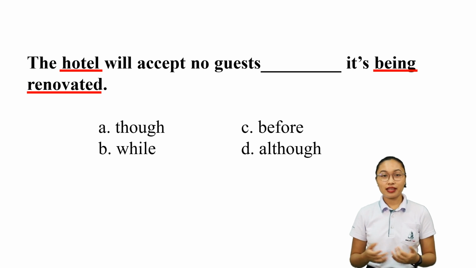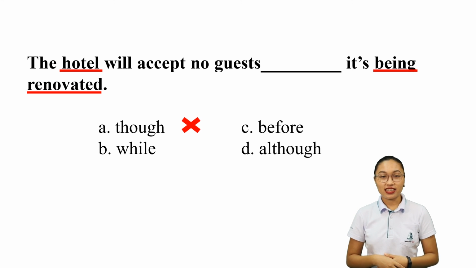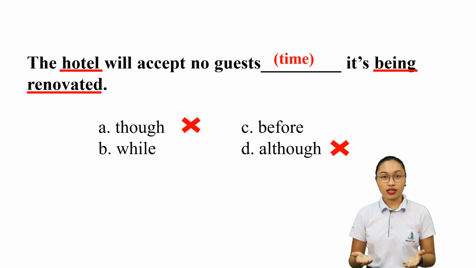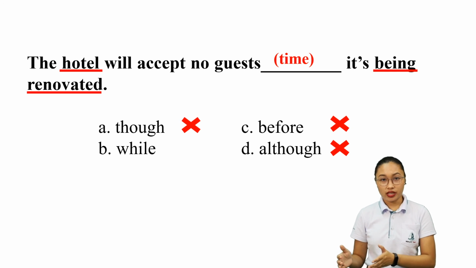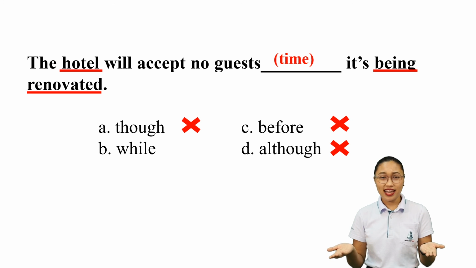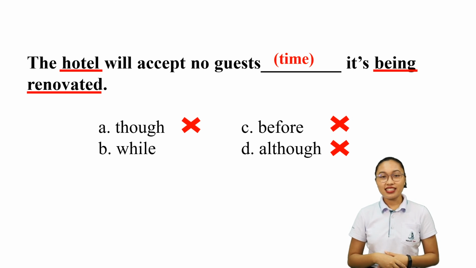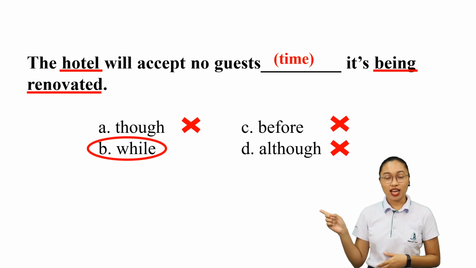Therefore, let's eliminate letters A and D, since we need a conjunction related to time. If the hotel is not yet under renovation, most probably they can still accept guests before the period. When can't they accept guests? Right, it's as soon as the renovation takes place. Obviously, the answer is letter B, while.